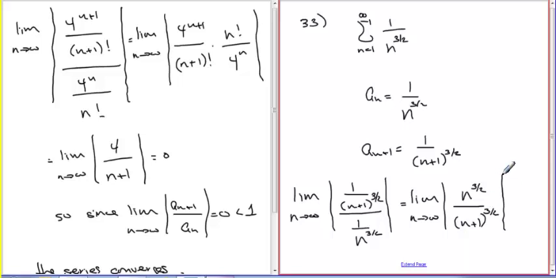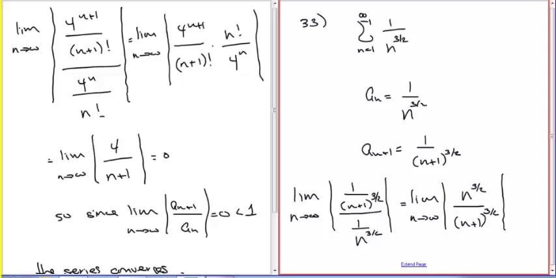So what's going to happen here? Well, when n goes to infinity, the two terms in the numerator and denominator are essentially the same thing, because you're going to have infinity plus 1, but that's basically infinity. So you get infinity to the 3 halves over infinity to the 3 halves, which is equal to 1. So that becomes equal to 1.